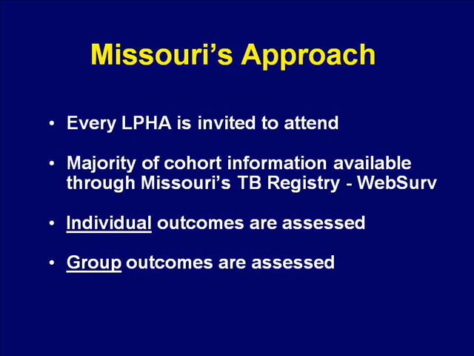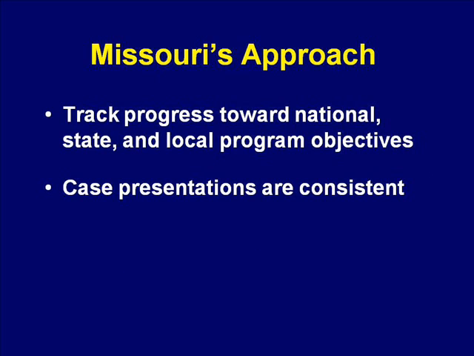I've also got feedback from the local agencies that it was a good review for them to be looking at things as they're working through and managing their case. We have adapted our TB registry where most of the cohort information that we're going to be asking can be obtained through that registry. And again, we look at individual outcomes as well as group outcomes. Missouri tracks our progress toward our national, state, and local program objectives. And as Bill had mentioned earlier, we have a form or process that we follow, so our presentations are consistent as we work through the process.